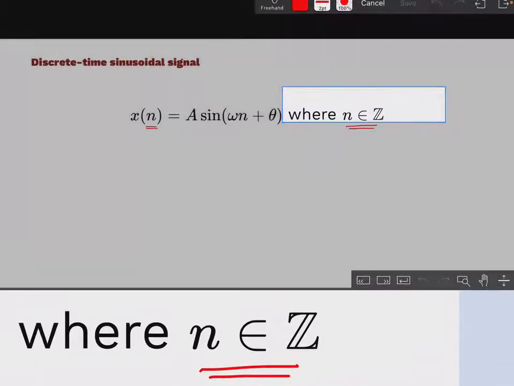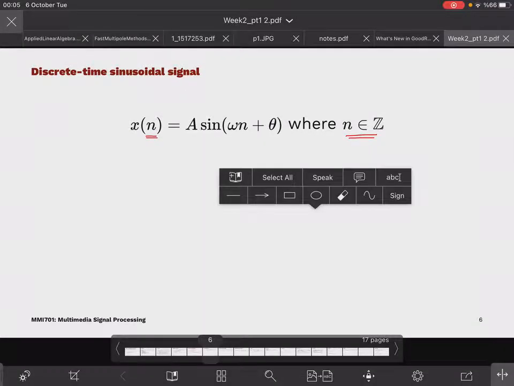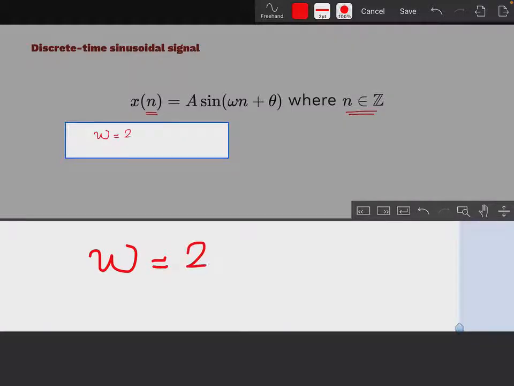Now, our definitions for the terms in here are slightly different than for our continuous time sinusoidal signal. For the discrete time sinusoidal signal, we have lowercase omega, which is again 2π, but this time times lowercase f. This is still called radial frequency.